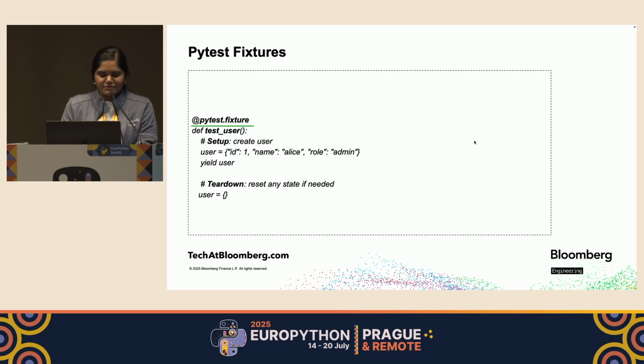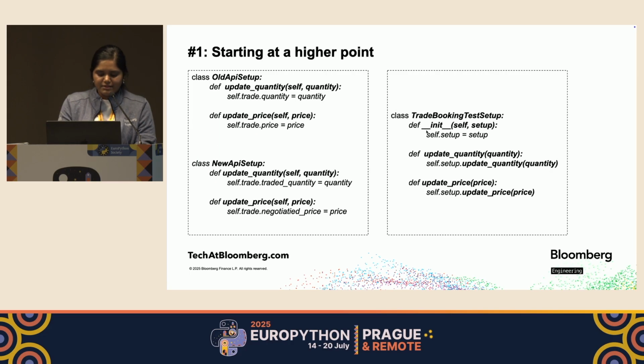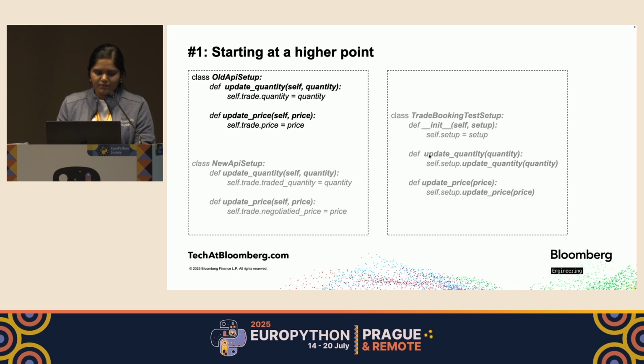I'm going to walk you through a 3-step approach to reuse behavior-driven unit tests. Step 1, we start at a higher point by abstracting our setups, by abstracting the difference between the APIs behind a common interface. On the top right side, you can see the old API setup class, which has a couple of methods to update fields like quantity and price. And just below that, we can see the new API setup class with the same methods, but it's targeting different variables. We'll come back to this in a moment.